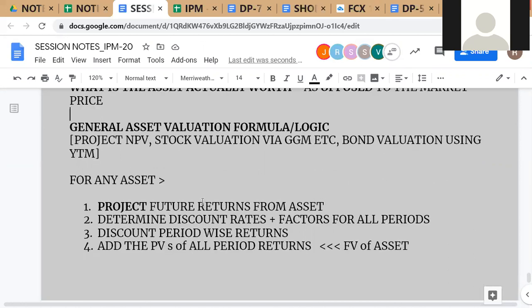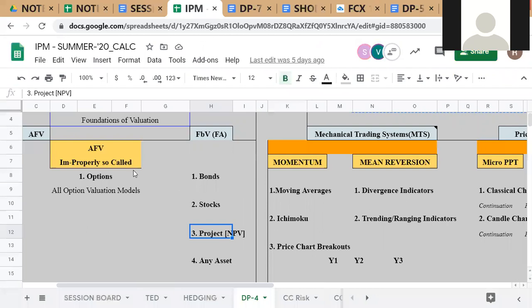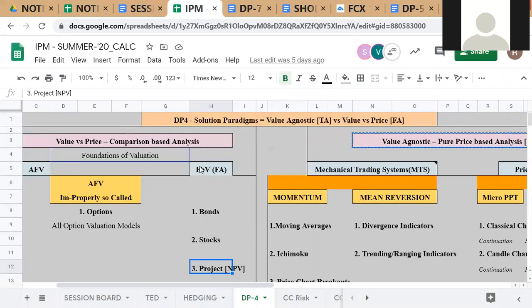So this is important to understand. It's a little basic, but I'm going through it once again just to make sure that everybody has understood. So this is basically what you have here on this side. And let's try to understand what the thinking is, okay? Why do you do the fair value?